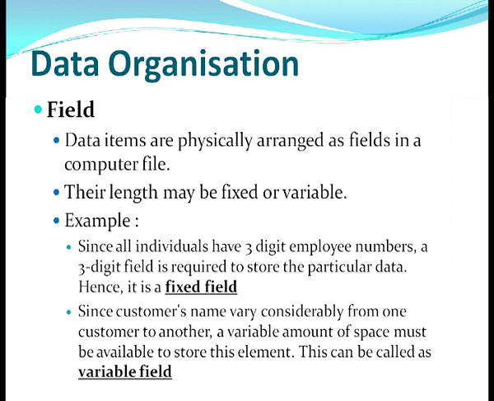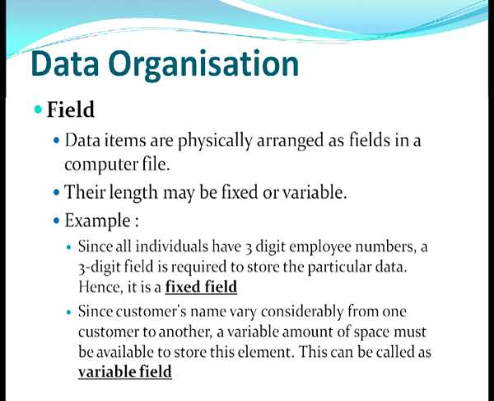On the other hand, take for example the name of the customer or the name of the employee. No two employees may have the same number of characters in their names. They may be different. So you will see that names of the employees have a different number of characters in each of the values. So such a type of field is a variable field. So you can have two types of fields in data organization, fixed and variable. You have to decide as per the data that you are storing whether you want to make the field fixed or variable.